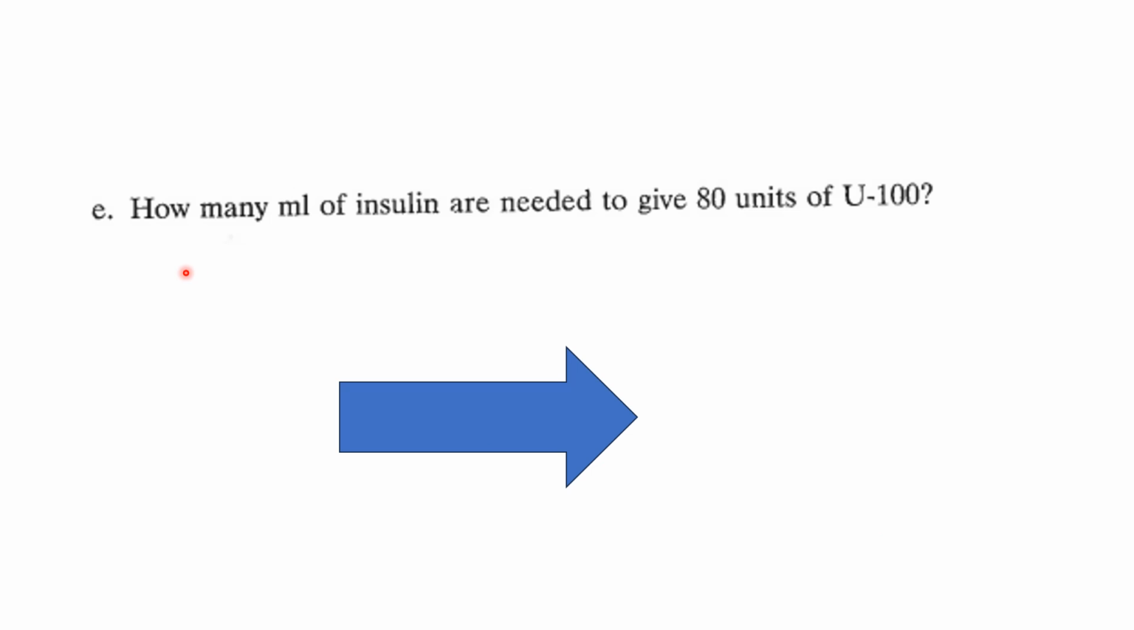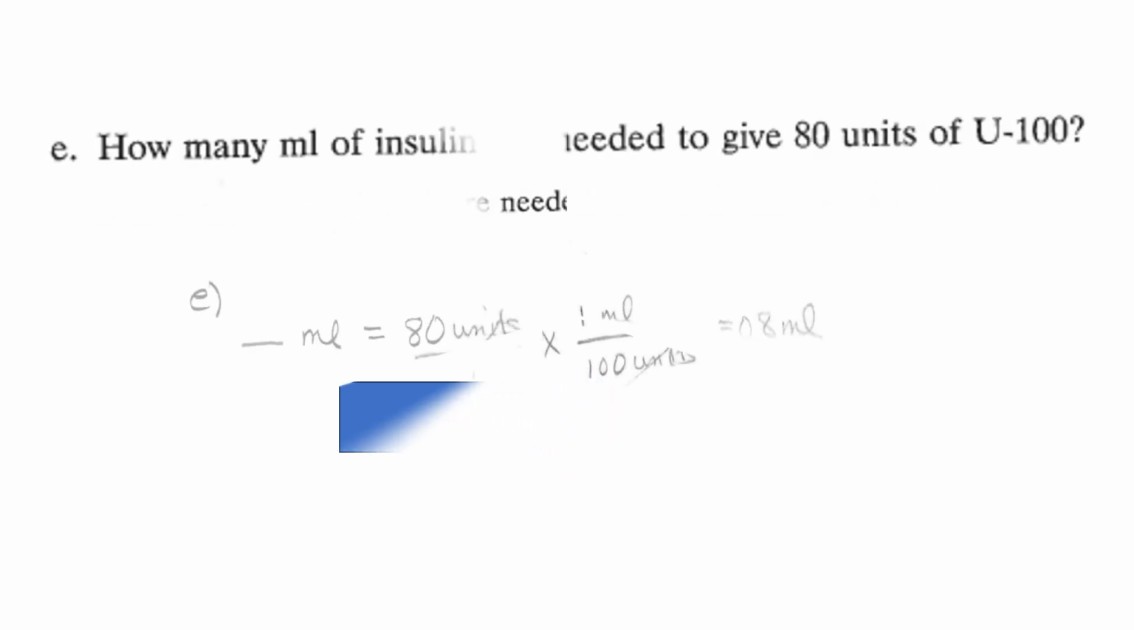Here's another example. How many milliliters of insulin are needed to give 80 units of U100? Again, you should give this a try. Let's see how you did. So you take milliliters here, that's the unit you want. We're doing dimensional analysis. You're giving 80 units, and since this is U100, it's 1 milliliter per 100 units. The units cancel, and we will get 0.8 milliliters as our answer.